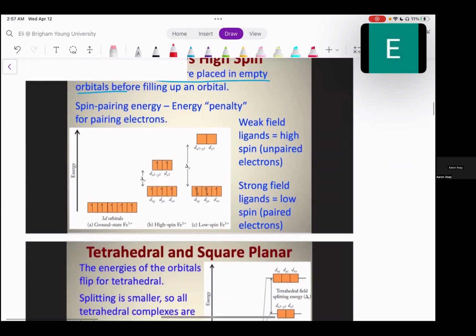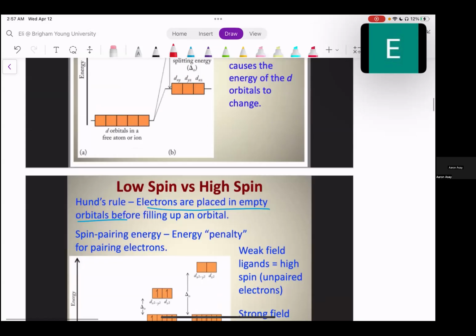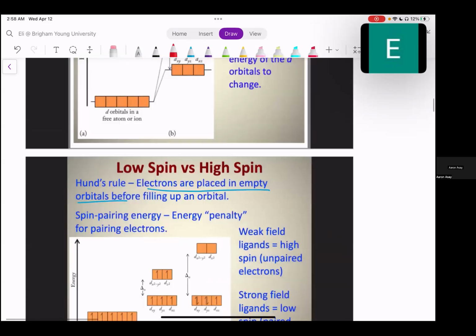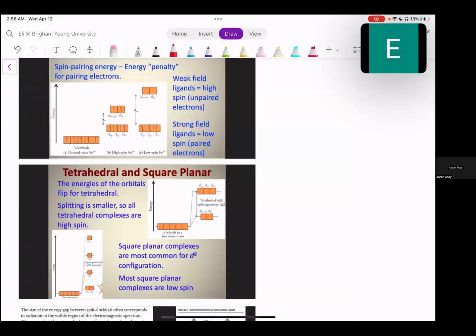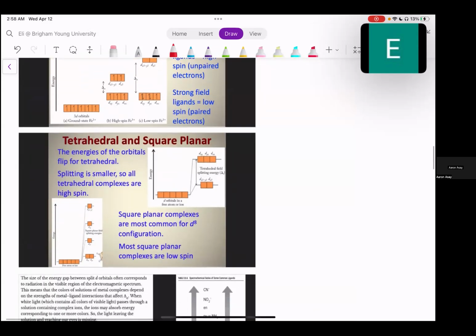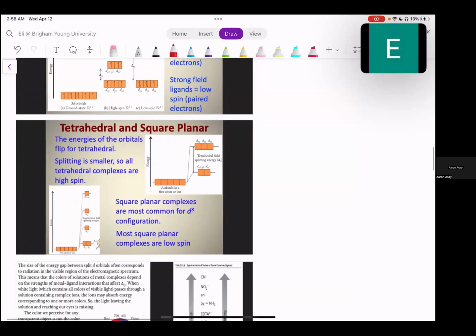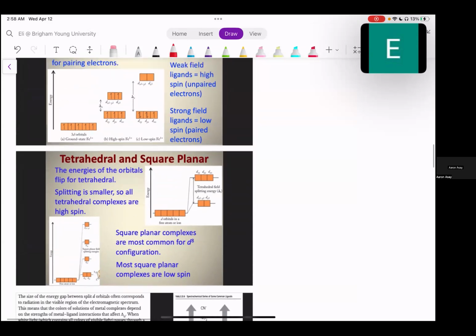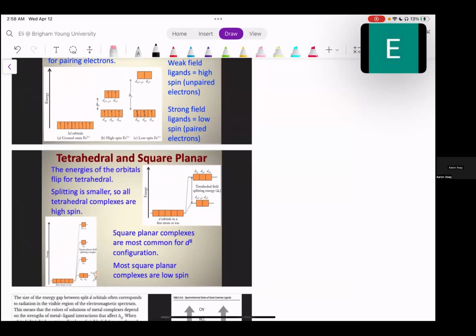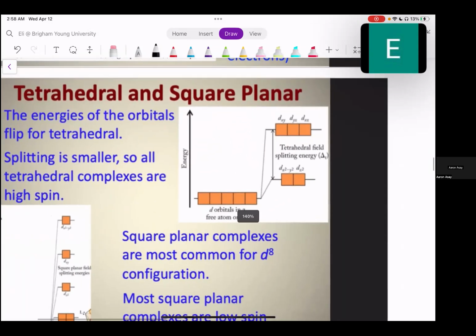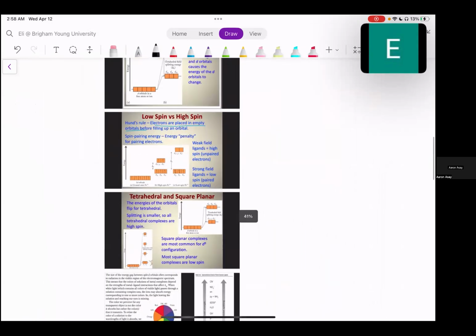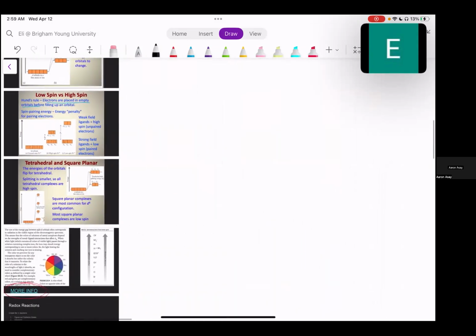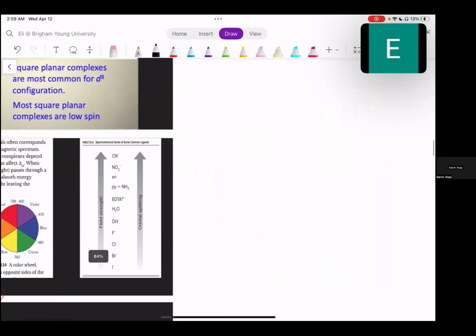Also, magnetic properties. Where did I put that? Oh, magnetic properties. So remember the difference between paramagnetic and diamagnetic. Why is it doing that? There we go. So magnetic properties. So let's use, so we'll say we're filling up an orbital here, right?